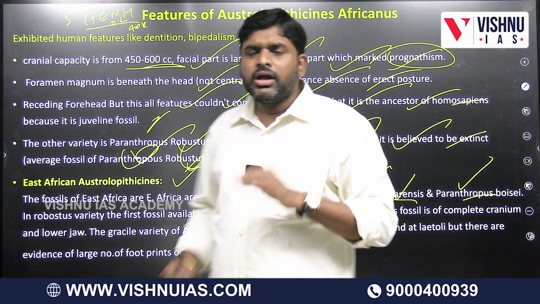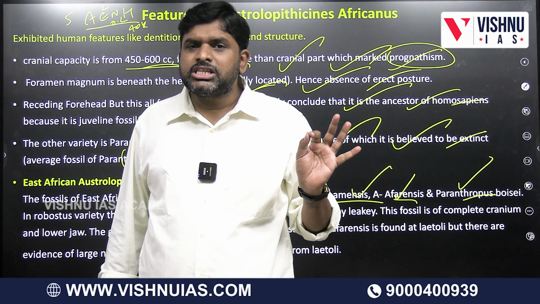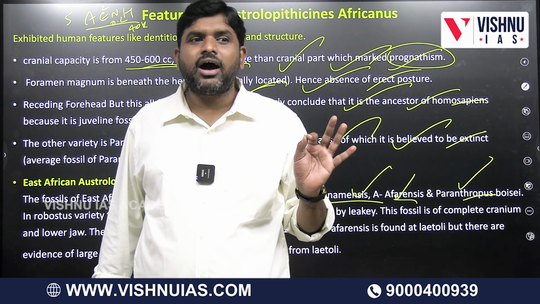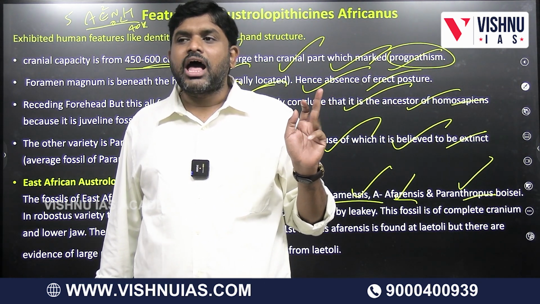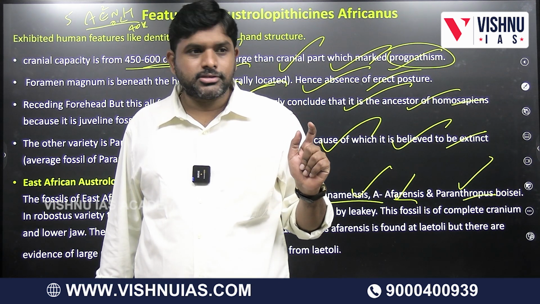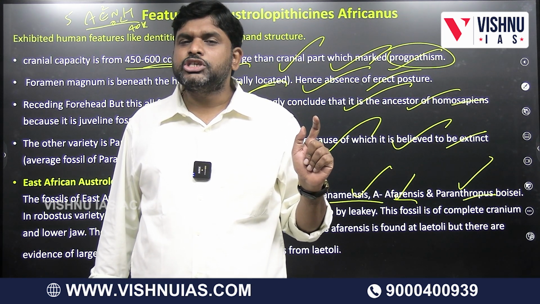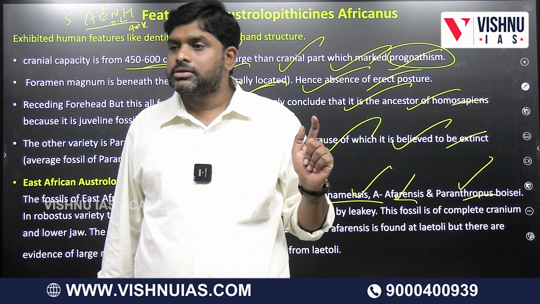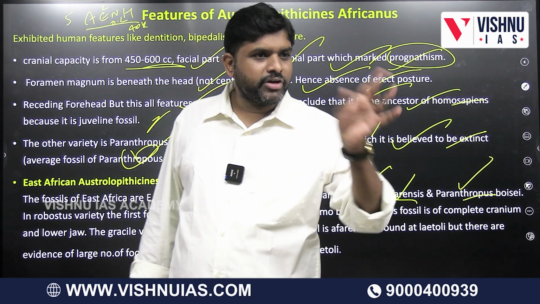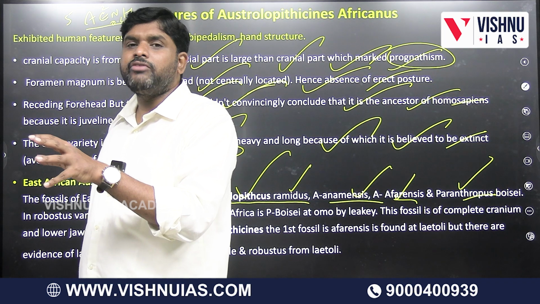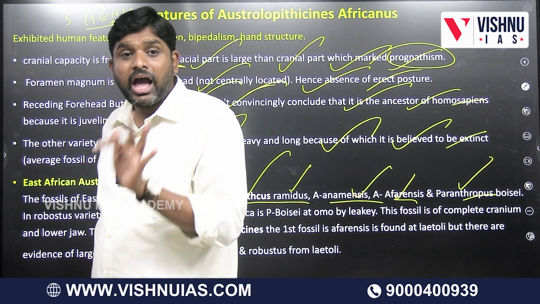From the prelims point of view, the Australopithecine fossils present in East Africa are anamensis, afarensis and ramidus, and the robust variety present in East Africa is boisei. Whereas the gracile variety in South African fossils is africanus.